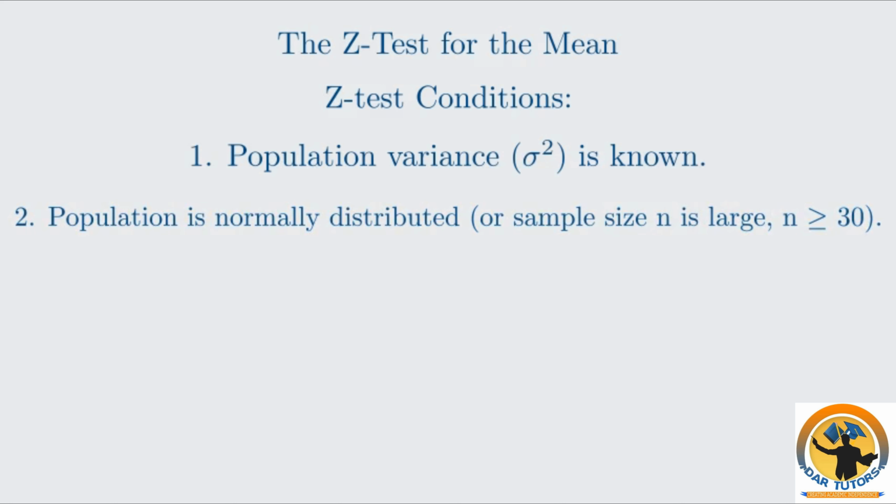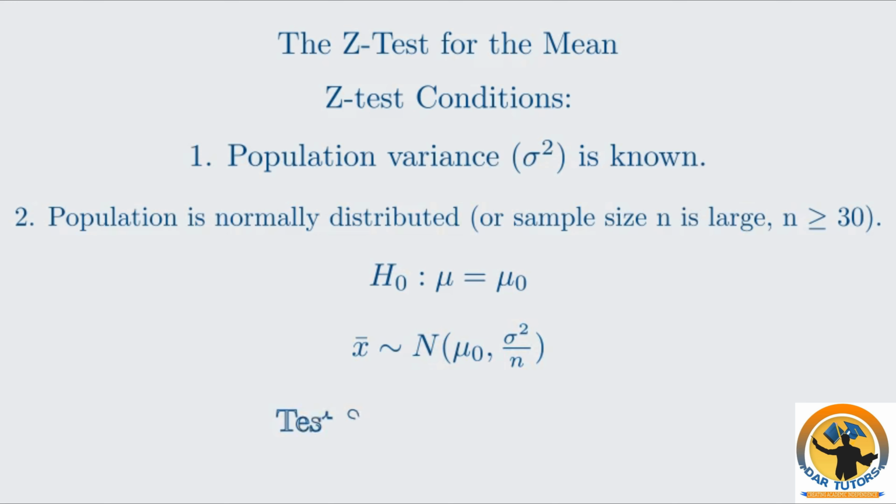The core of the z-test lies in its test statistic. This statistic measures how many standard errors our sample mean, x bar, is away from the null hypothesis mean, mu naught. Under the null hypothesis that mu equals mu naught, the sample mean x bar follows a normal distribution with mean mu naught and variance sigma squared over n.